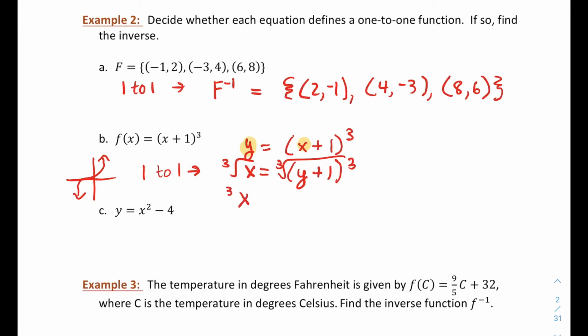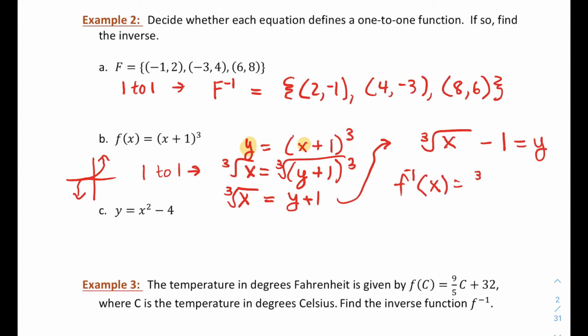So I'm going to take the cube root of both sides, which is going to give me y plus 1 equals cube root x, and then subtract 1. So you'll end up with y equals cube root of x minus 1, or notation-wise, f inverse of x equals cube root of x minus 1.